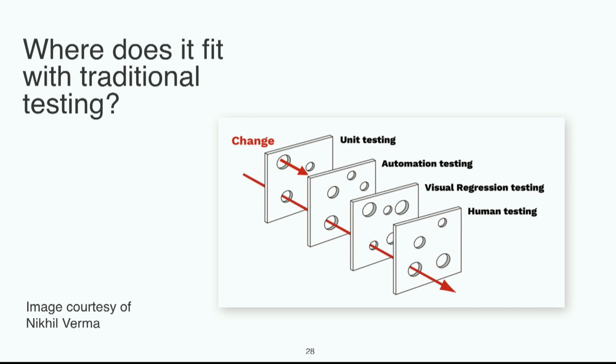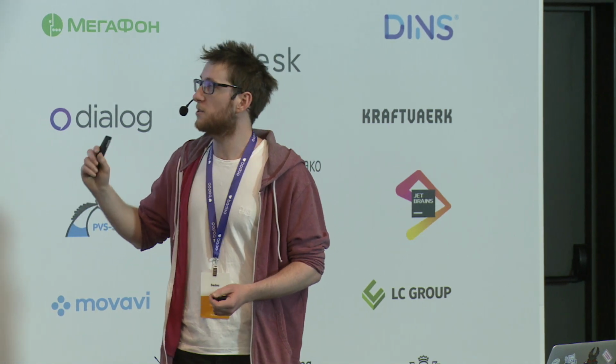So this is an image I've stolen from one of my colleagues, Nikhil Verma. He also works at Badoo. I kind of told him I was going to use it, but whatever. And it's known as the cheese block model. And what this means is that changes from one side, when they're being tested, if there is a failure, the idea is each slice of the cheese will stop it or catch it before it gets to production.